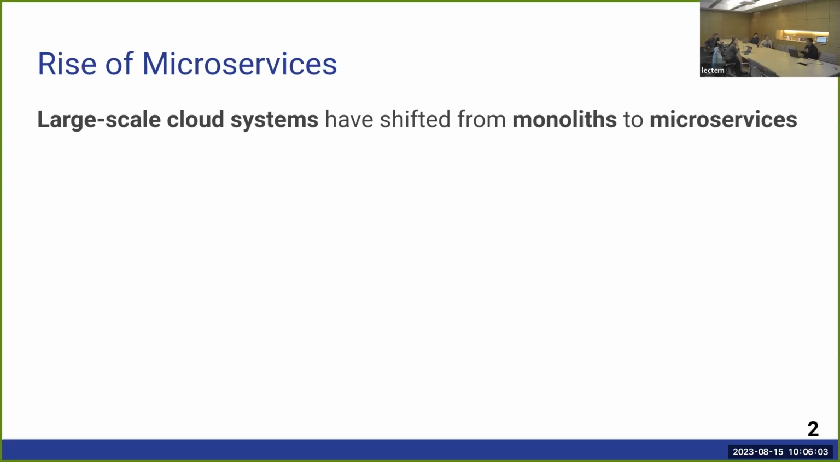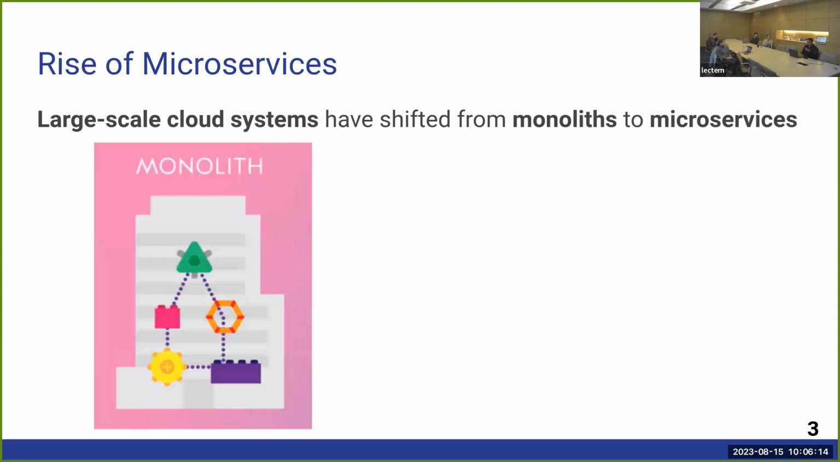Traditionally, large-scale cloud systems have really been developed as monolithic applications. What that means is that all the functionality of the application is in one single process and is packaged as one single binary or one single entity that is executed and hosted. And this is what a monolith really looks like, where every functionality is in that specific binary.